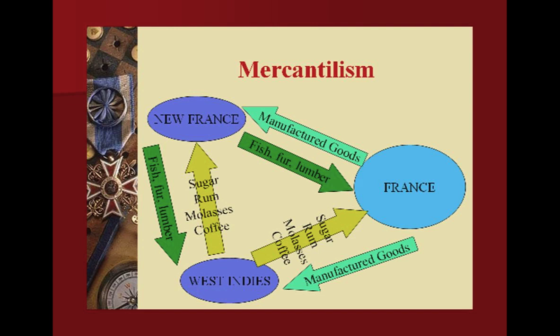This new type of economy is going to be called mercantilism. So what is mercantilism? Under mercantilism, a country goes out and gets colonies. The colonies provide the mother country, like Britain or France, with a natural resource. Let's take an example like timber.